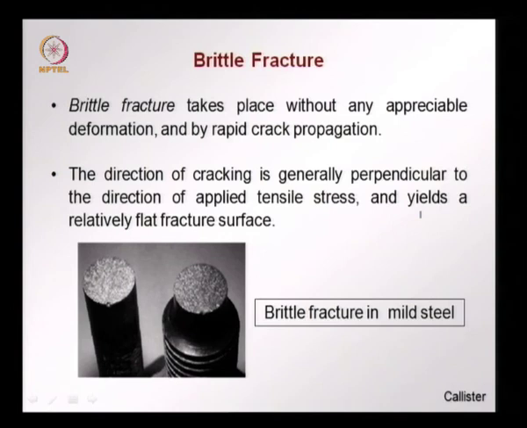Suppose we look at the failure of a rod of material failing in the brittle manner, but we have a crack that is flat. The crack runs across in a flat manner and we have the sudden failure. These are pictures showing brittle fracture in mild steel. We will have a crack running perpendicular to the direction of the tensile stress. In this case, the tensile stress is applied in this direction, and we find the crack occurring perpendicular to it and finally a flat fracture surface.